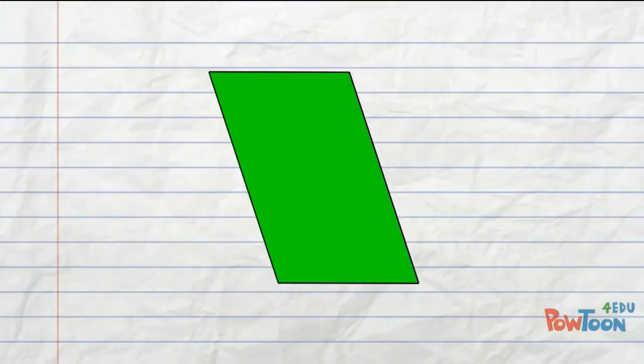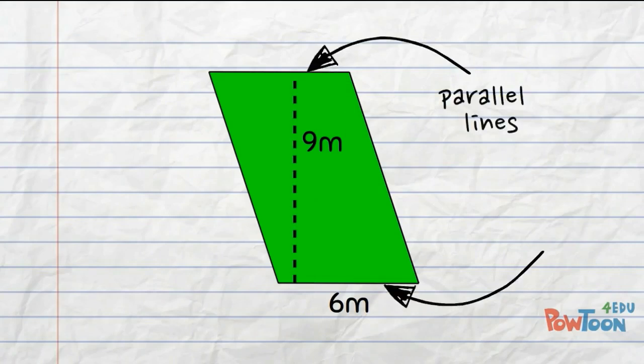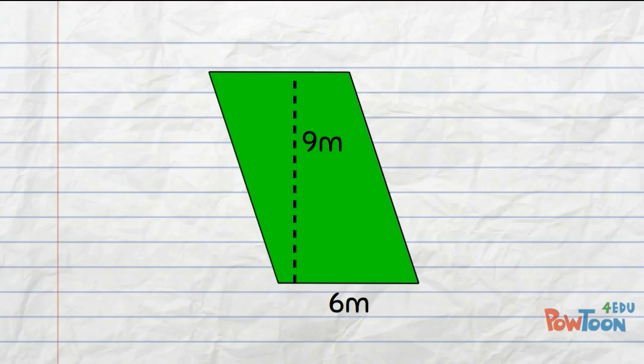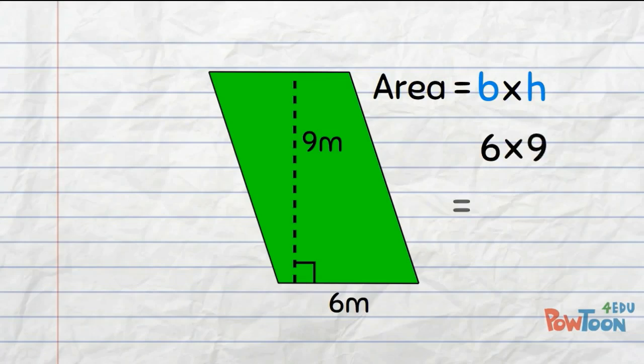What about this parallelogram? Here's the base, 6 metres. Here's the height, 9 metres. It doesn't matter where the height line is shown. It's always the same height because these two lines are parallel, the same distance apart. Therefore, the height will be the same. The height is at right angles to the base, and that's all that counts. So, base times height. 6 times 9 is 54 metres squared.